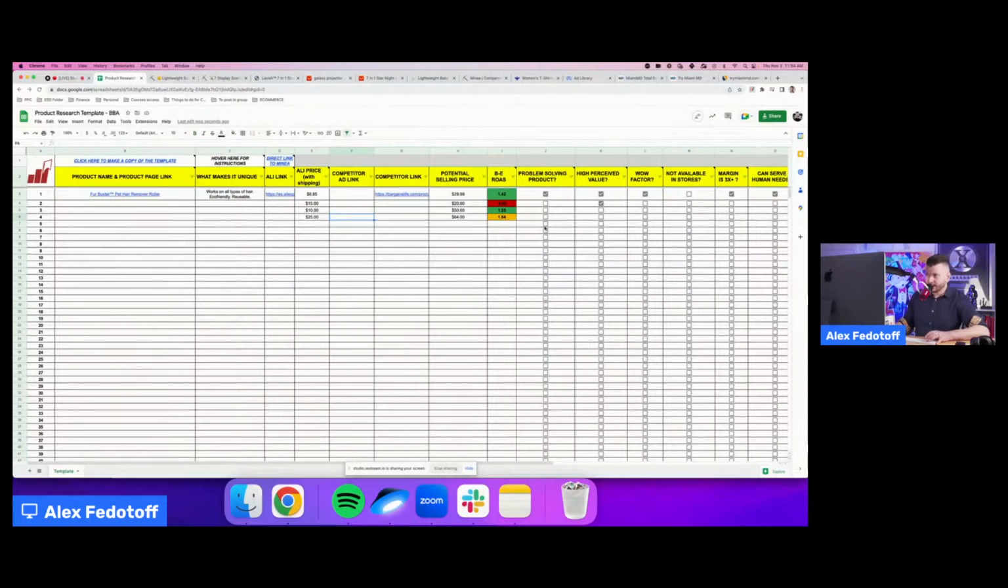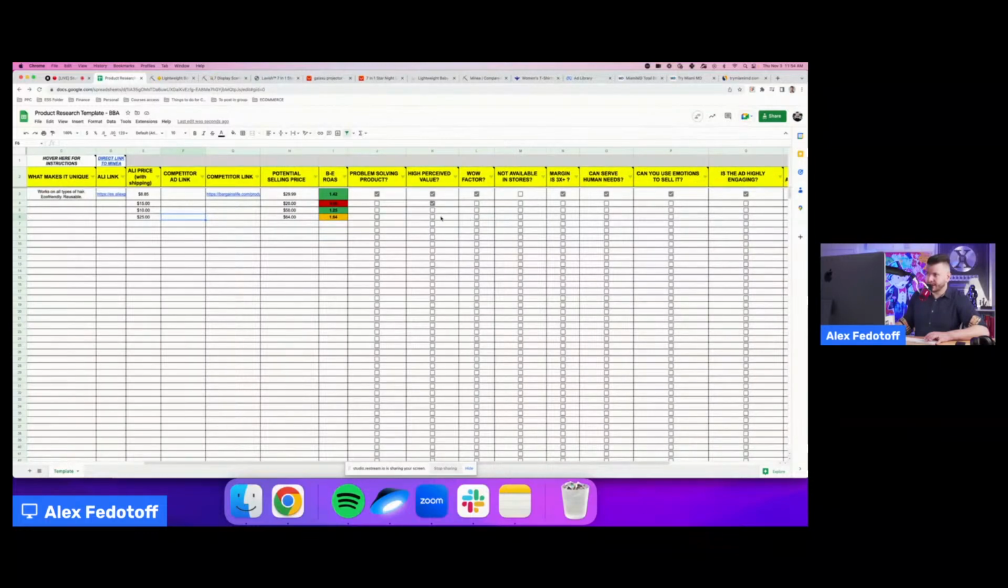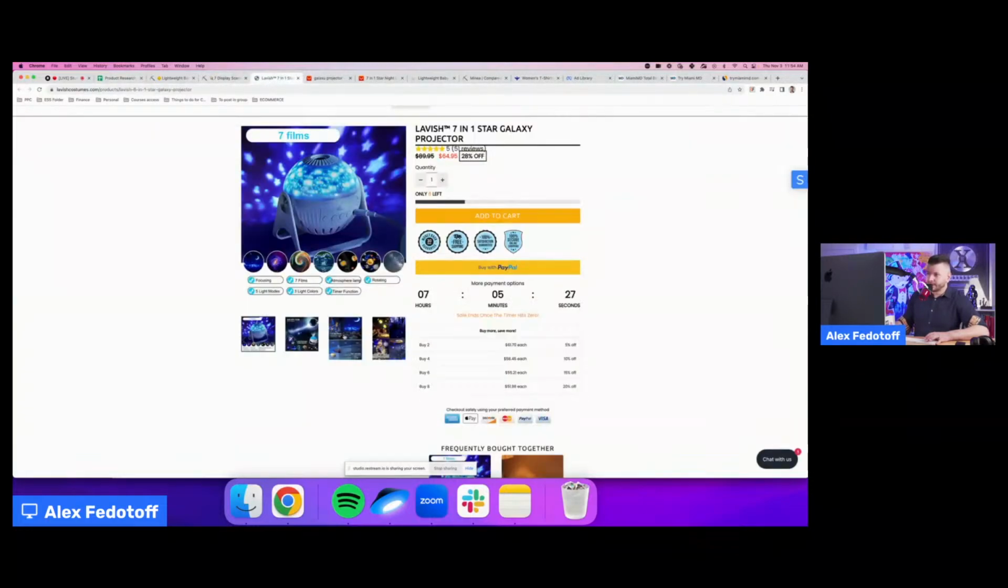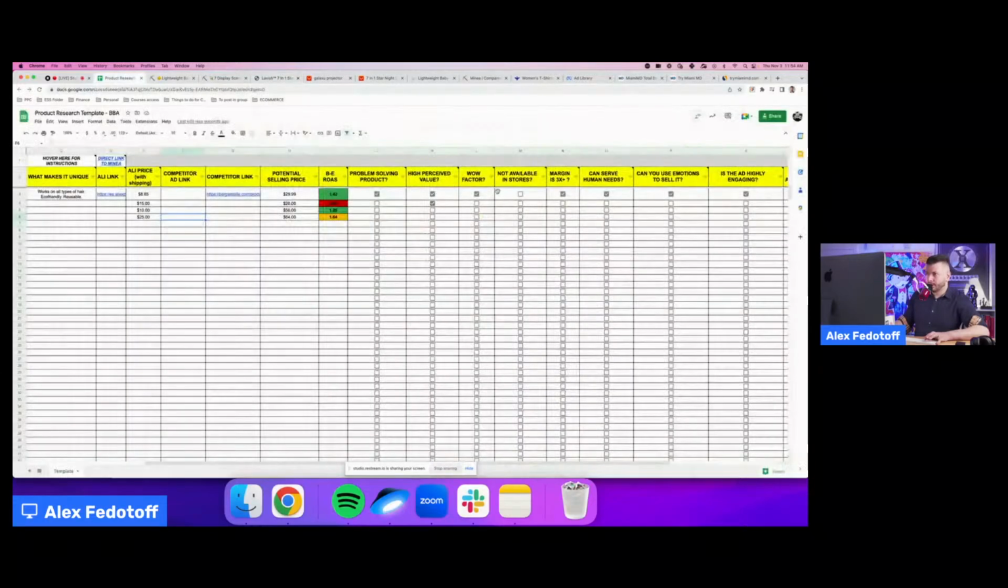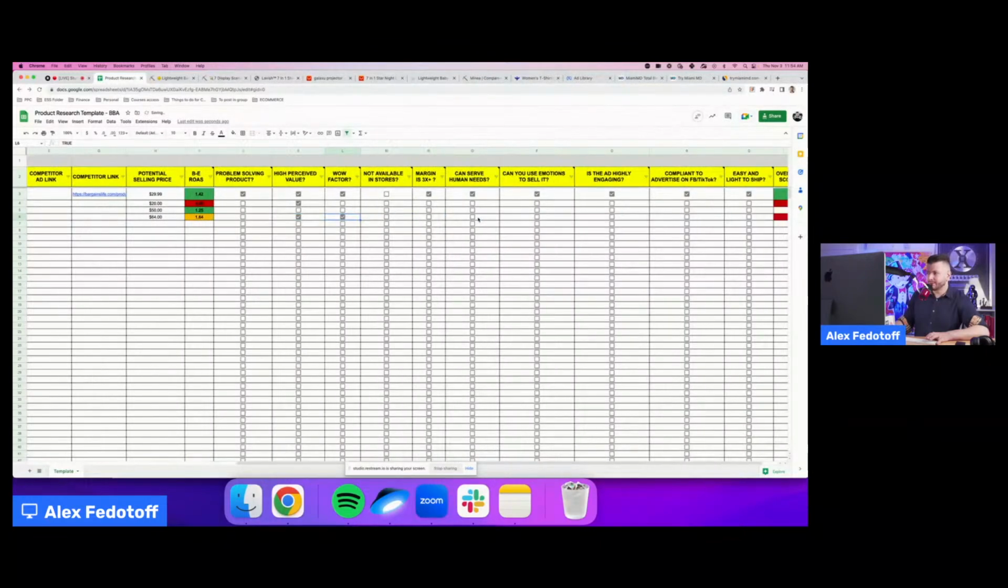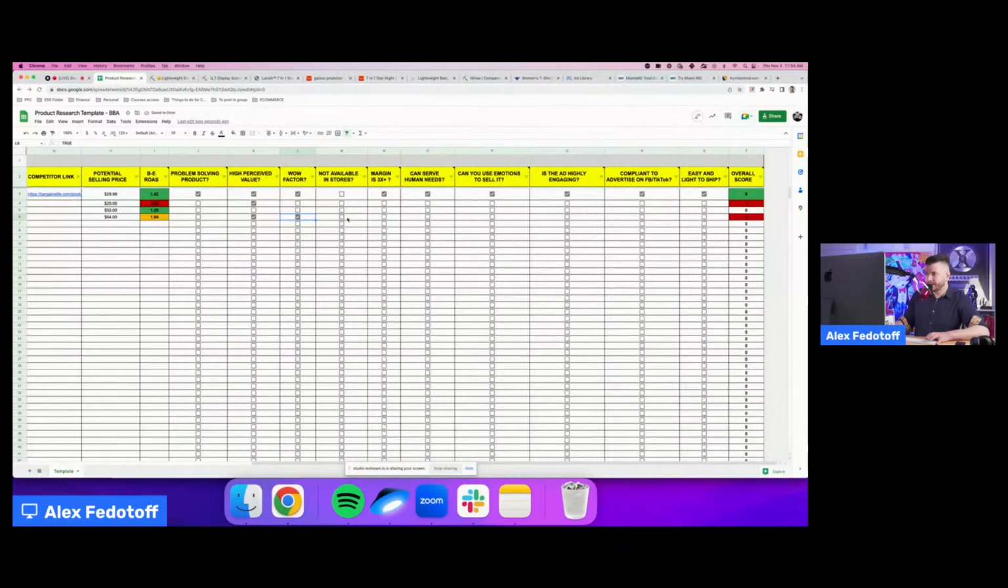And so here, is it a problem-solving product? It's not really a problem-solving product. Is it high perceived value? I think it's a high perceived value. It's pretty cool, right? So you can see how we are filling this out here. Wow factor, yeah, definitely. Not available in stores. I have not seen this product in stores. Margin is 3x plus. Can it serve human needs, right?